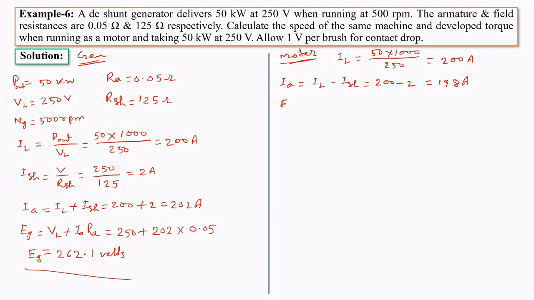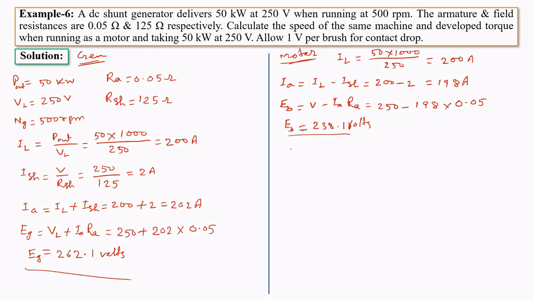And the back EMF will be V minus IA into RA, that is 250 minus 198 into 0.05. And after solving, we'll get the back EMF as 238.1 volt. So this is the value of the back EMF when the machine is working as a motor.